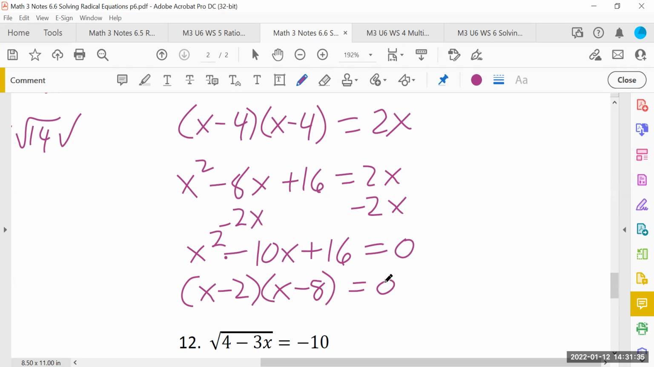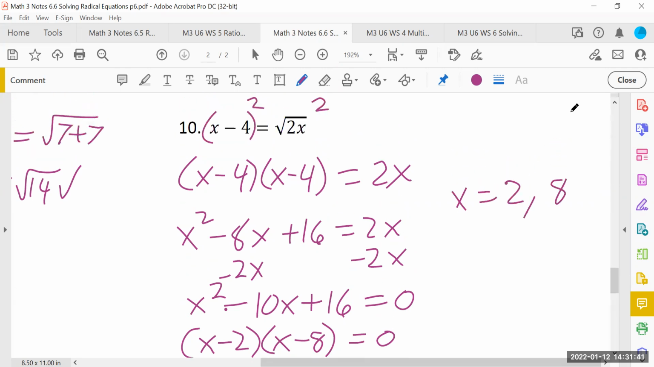So my answers then are x equals positive 2 and positive 8. And I need to check those. I'm pretty sure the 2 doesn't work. 2 minus 4 is supposed to equal the square root of 2 times 2. Yeah, this makes negative 2 equal 2. That's no good. That one doesn't work.